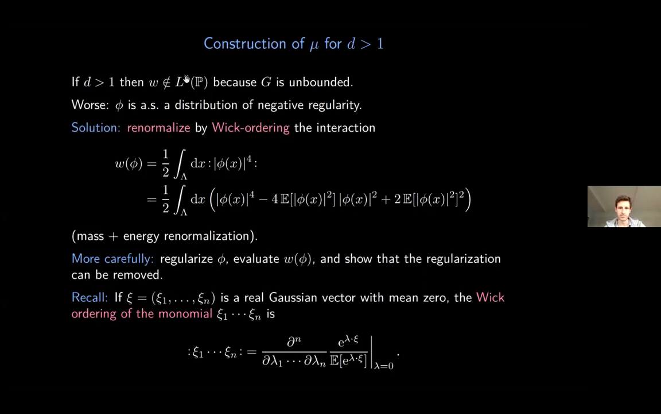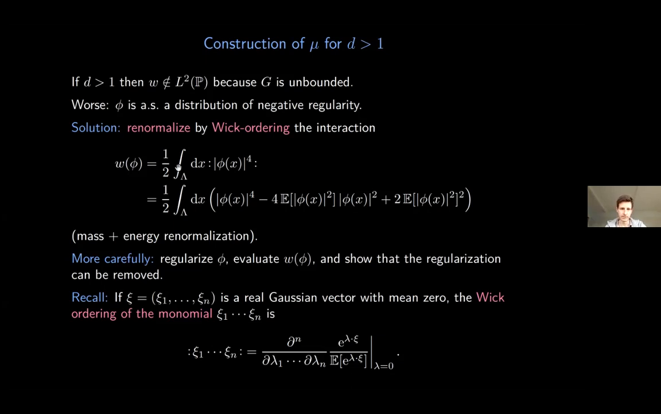The solution, or at least a part of the solution depending on your dimension, is well known: you have to renormalize your interaction. This phi somehow is too large, and you do that by subtracting infinities, infinite counterterms.